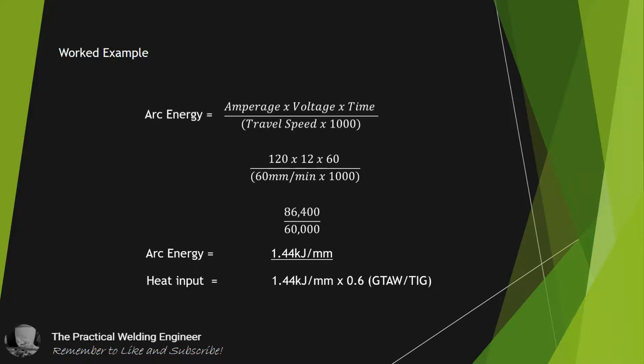Then to work out my heat input, because heat input initially starts the same as my arc energy, we have the same value of 1.44 kilojoules. But now I'm going to times it by my thermal efficiency. So for this example, I've chosen TIG welding, so I times that value by 0.6. That gives me a heat input of 0.86 kilojoules a millimeter. So 40% lower, because I'm losing heat and energy in all sorts of areas within my TIG process.